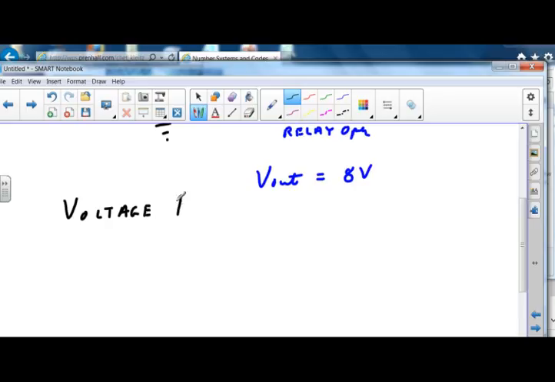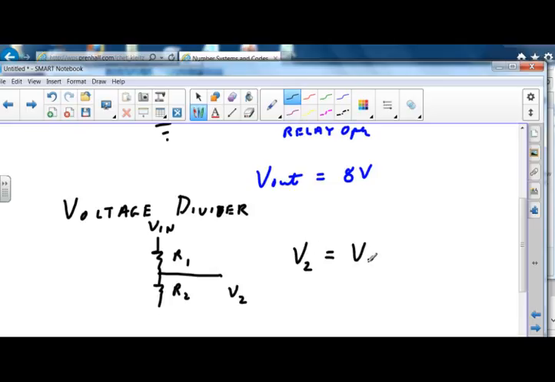This is called a voltage divider circuit. Divider, D-I-V-I-D-E-R. All right, so we got some R1, and we got some R2, and we want to know the voltage across the second resistor. That's what we're looking for. And we got some voltage in. So voltage across the second resistor is going to be voltage in times resistance 2 divided by resistance 1 plus resistor 2.